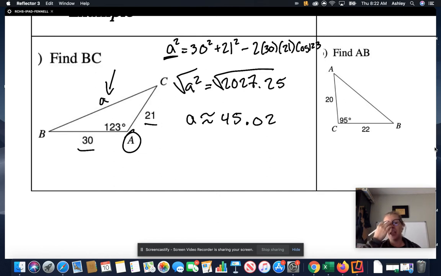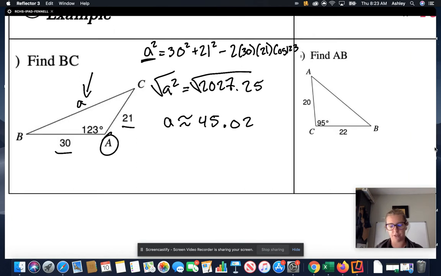Looking good to me. Now, if you had to solve for all the missing parts of this triangle at this point, you could now use law of sines because now you do have a side and its opposite angle. So you could actually take law of sines now and apply it to find the rest of the missing parts. So really, you should never have to use law of cosines more than once, even if you're solving for all missing pieces of the triangle.